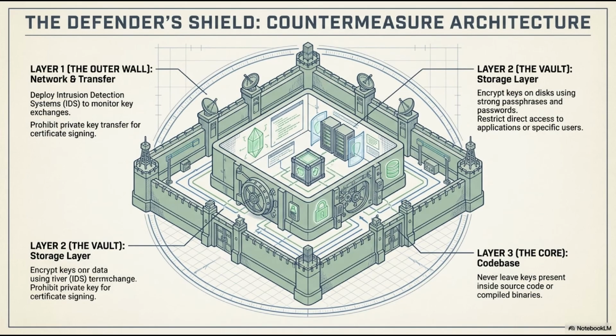Layer 2 is the storage layer. When you store keys on disks, encrypt them using strong passphrases or passwords, and restrict direct access so only specific applications or users can touch them. And layer 3, the deepest one, the core code base. You'd be surprised how often this happens, but never leave keys present inside source code or compiled binaries. Don't hard code your passwords. Exactly. It's like building an impenetrable vault and taping the combination to the front door.